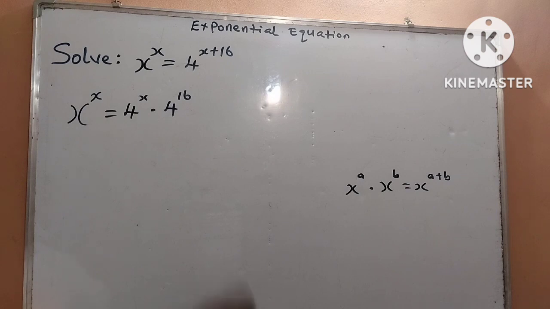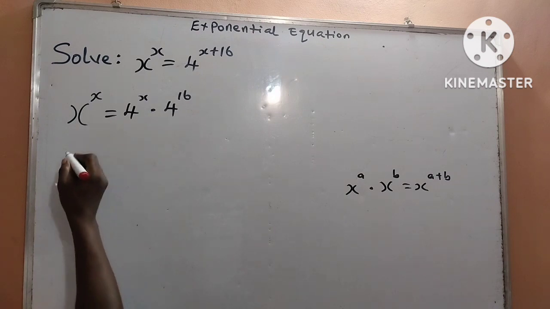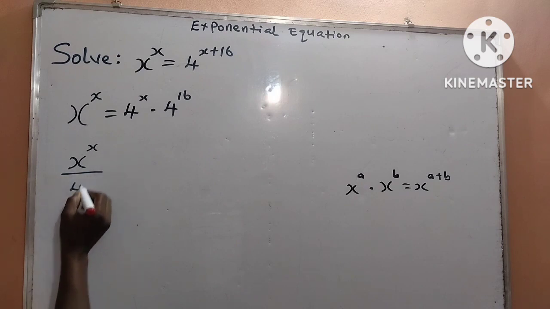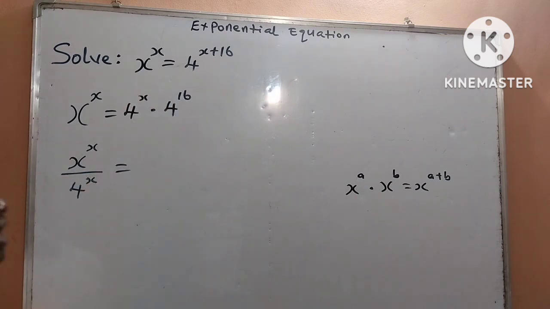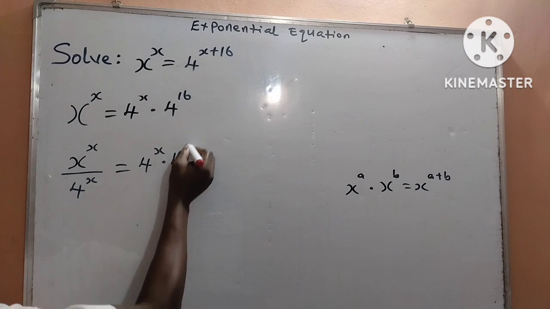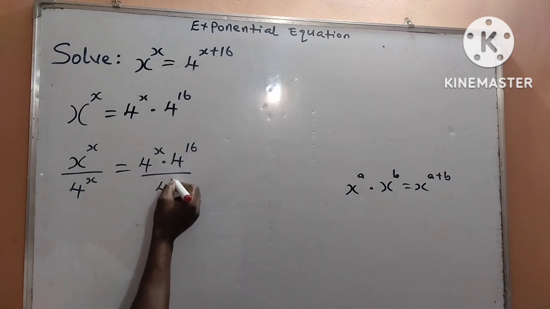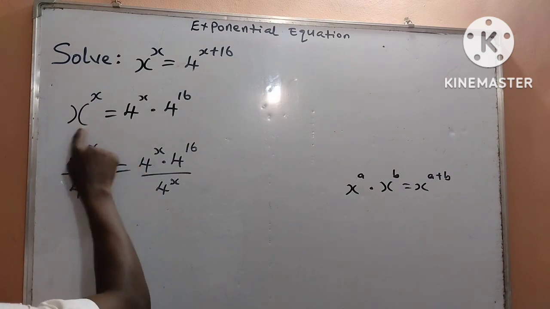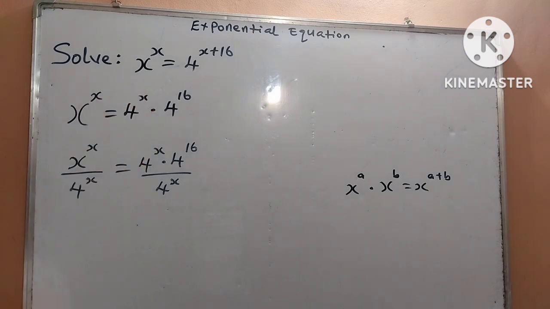Very good. The next thing that I can do here now, I want to divide both sides of the equation by 4 to the power of x. Alright? And doing that, I shall now have x to the power of x divided by 4 to the power of x equal to 4 to the power of x multiplied by 4 to the power of 16, everything divided by 4 to the power of x. So, what I am doing here, I am taking a division of both sides by 4 to the power of x at the denominator of the two sides.